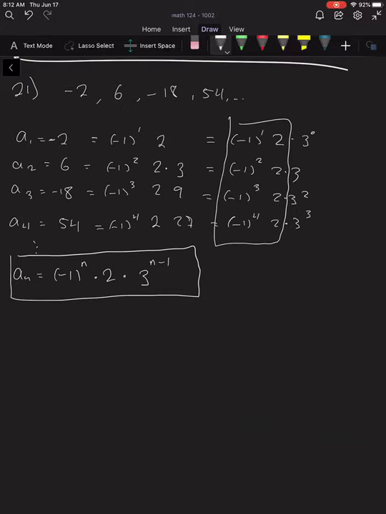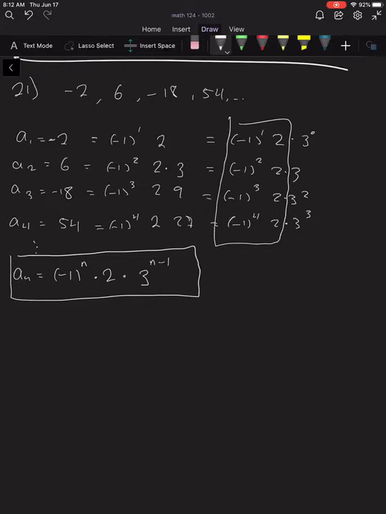How about the rest aren't crazy bad. Let's see. What are the problems in here? I guess let's get into sequences.